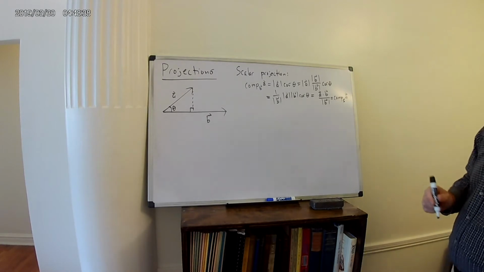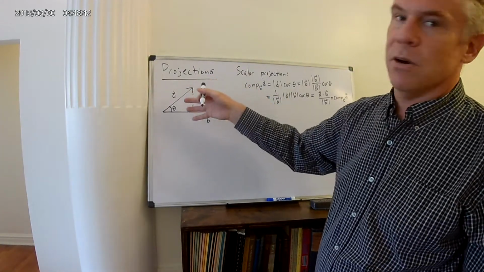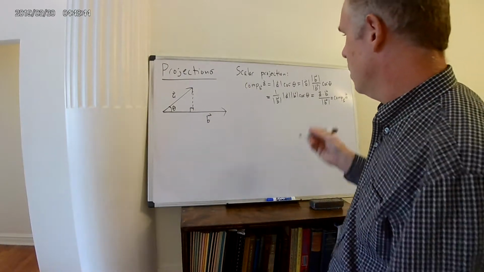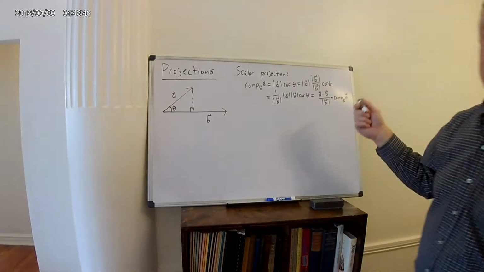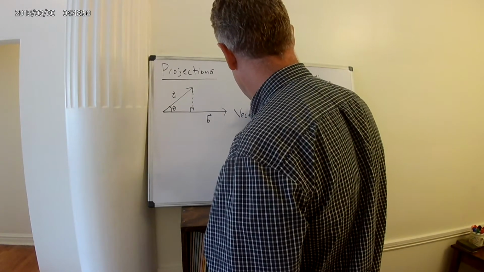Okay, that's the component of one vector onto another. So that's how much of vector A can be found in the B vector. This is a scalar projection because this is just a number. We can also have a vector projection.